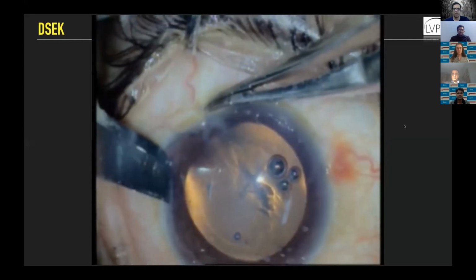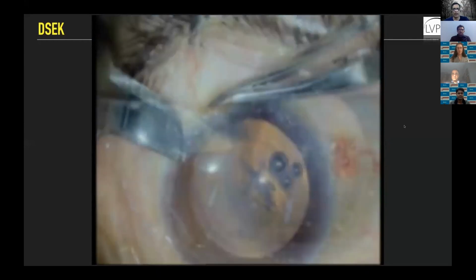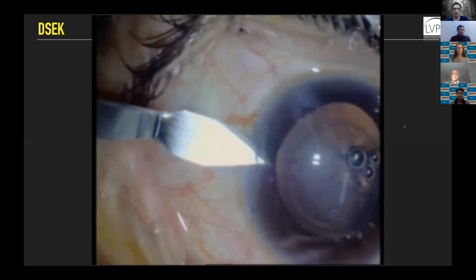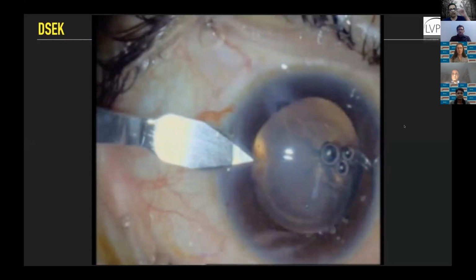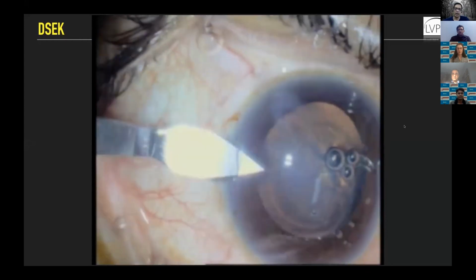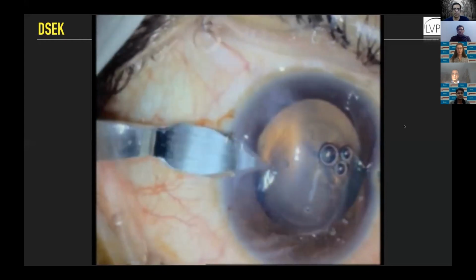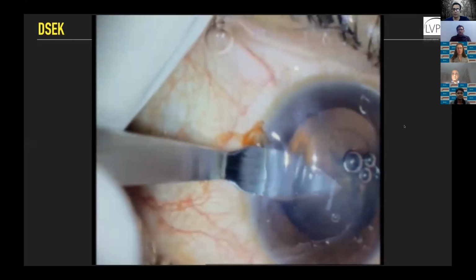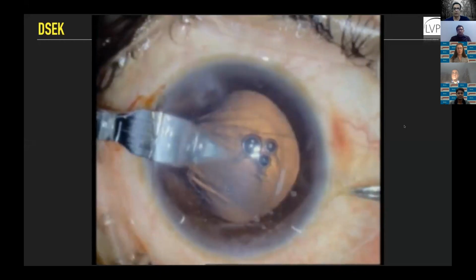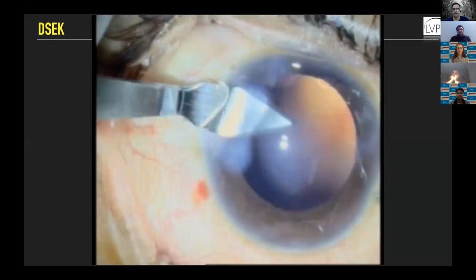So these are videos which are relatively old, and they're all from DSEK cases. And you'll also see that when making the incisions in the DSEK eye, you tend to keep the eye a little softer so you can get a longer tunnel, which you can overlap with the graft as well to get a hermetic seal, and you don't need to put sutures in eyes like this.